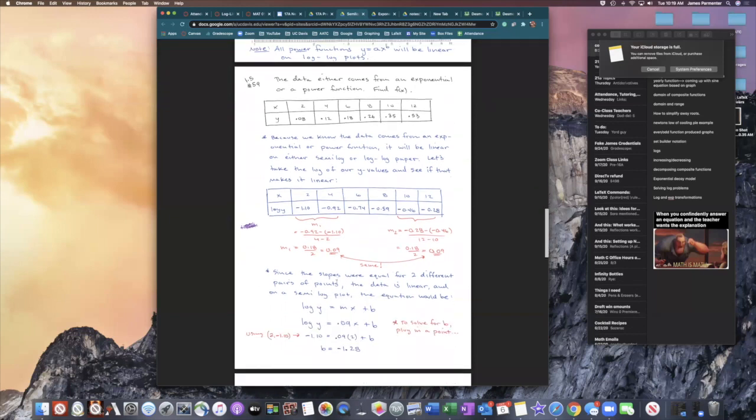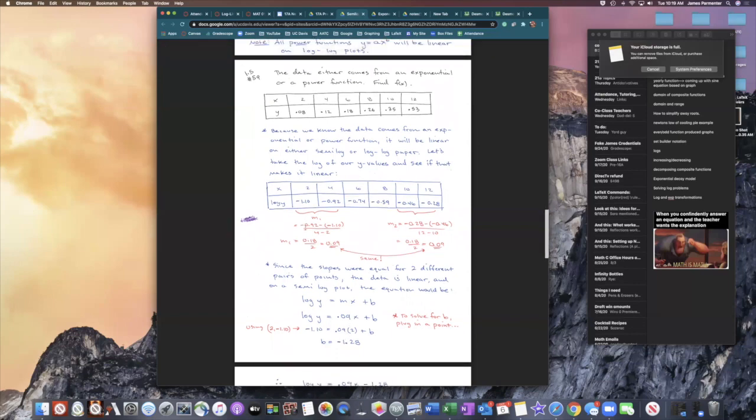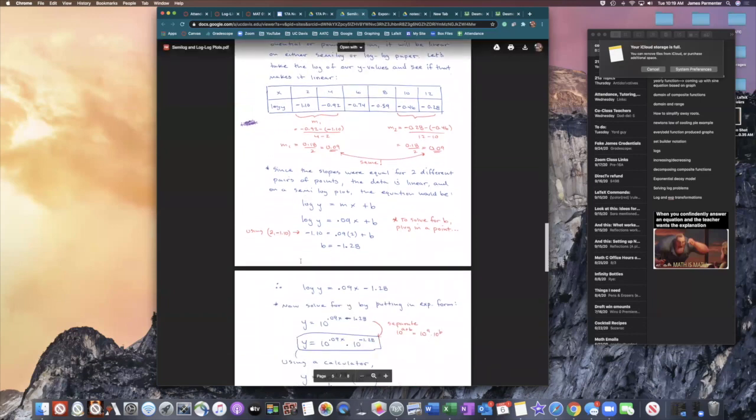That means we don't have y equals mx plus b, but we do have log of y equals mx plus b, where the slope is 0.09. The b we still have to find. So how do we find b? The way we usually find b is by picking a point and plugging it in. We pick the first point, x equal to 2 and log of y equal to negative 1.10. Plugging those values in, we do a little algebra and solve for b, and we get negative 1.28.